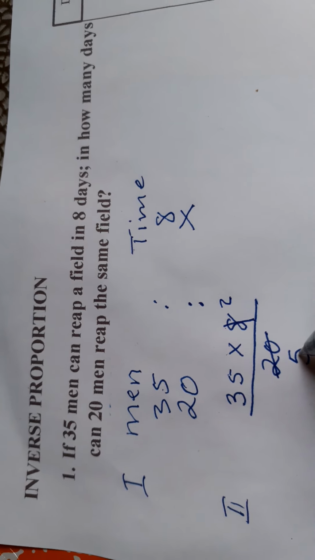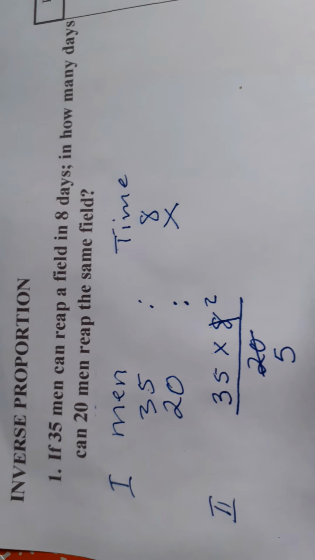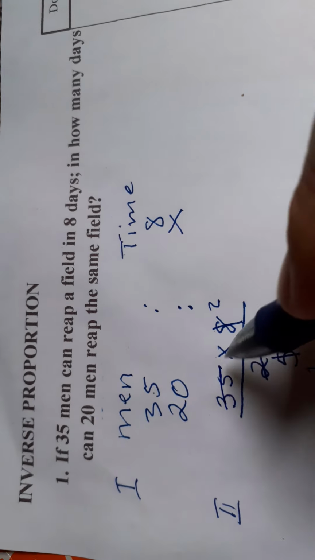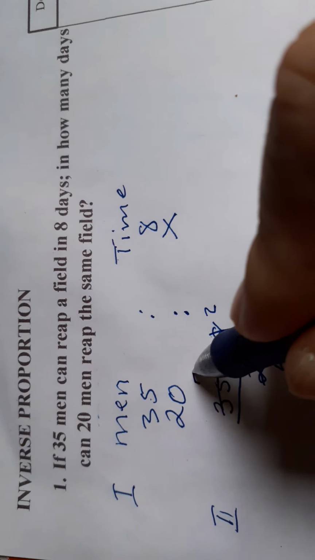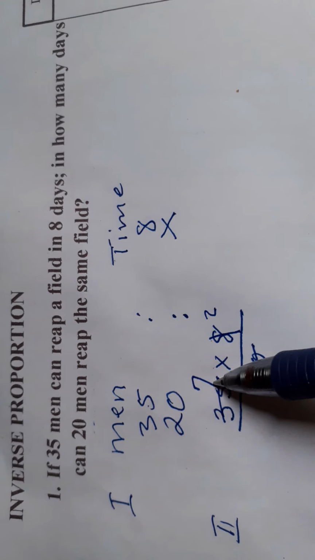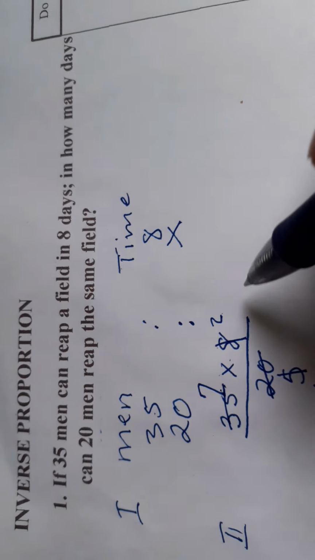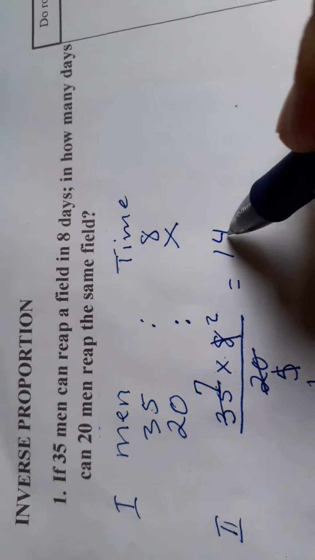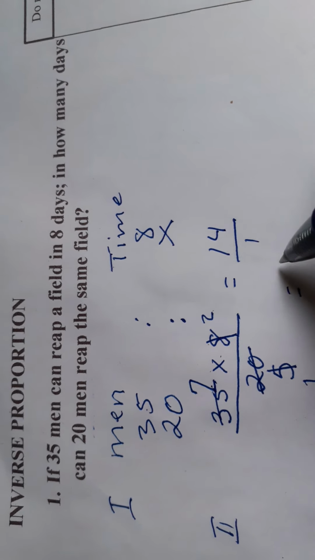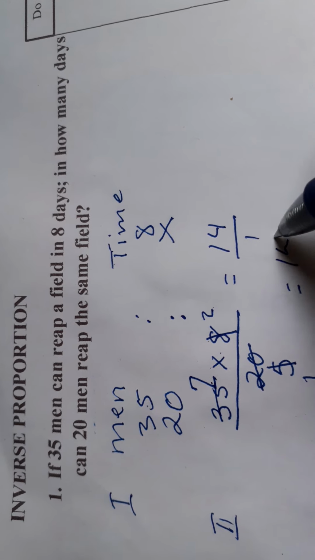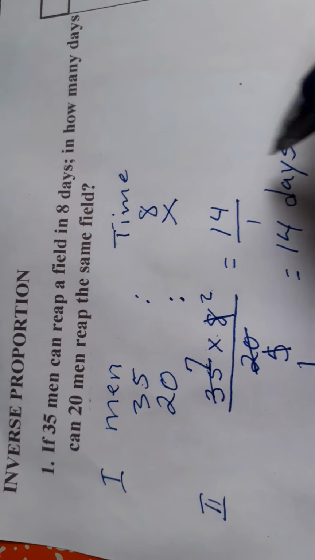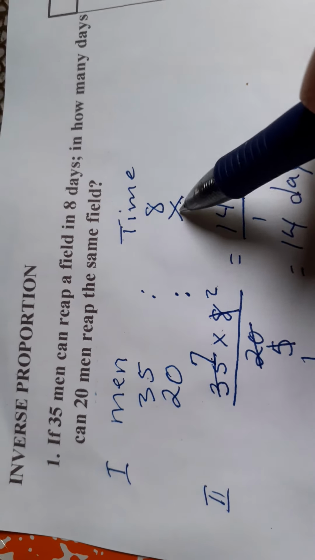Now we have 5 and 35. 5 into 5 is 1. 5 into 35 gives us 7. Okay, now we multiply 7 times 2 is equal to 14 over 1, which gives me 14 days. All right, my answer is 14 days because X is under time.